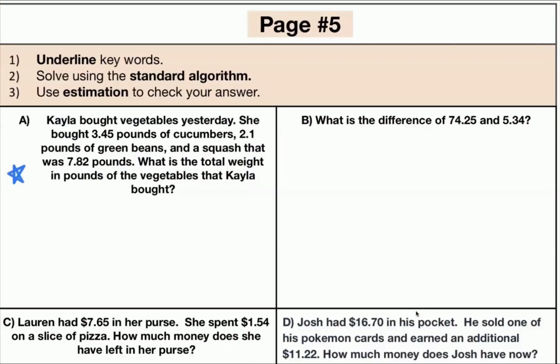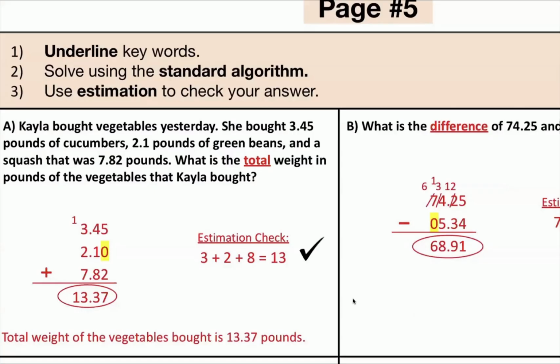Complete the first 2 problems on page 5, then come back to the video to check your work. Make sure you're following the directions. Let's go ahead and check our work for A. The first thing you're supposed to do is underline keywords. That was step 1. So our keyword here was total, and that's a signal for adding. Then step 2 was to solve using the standard algorithm.